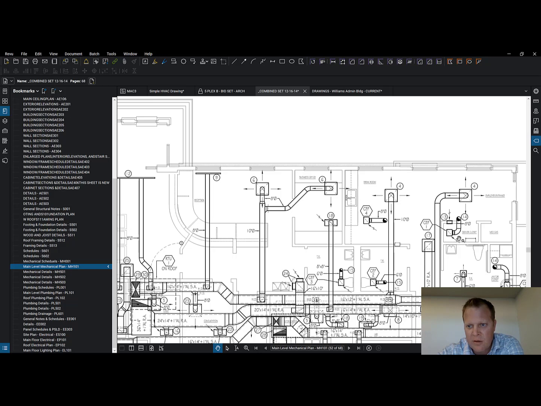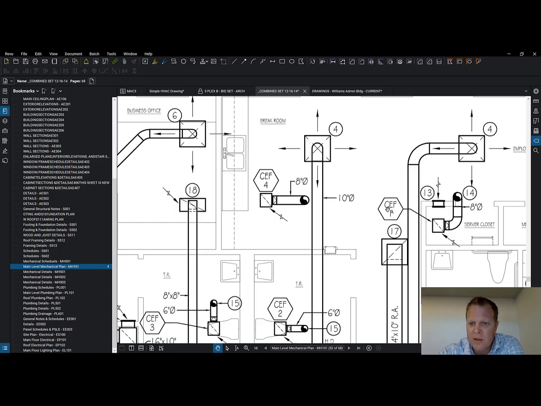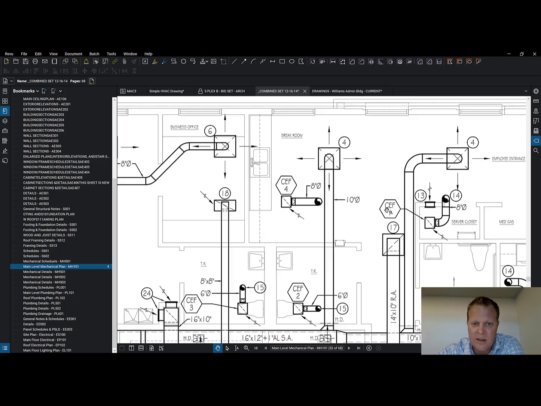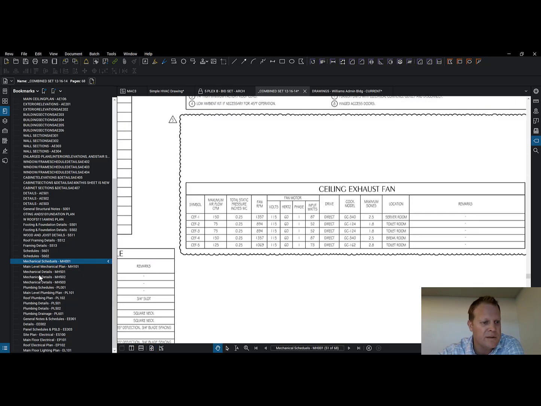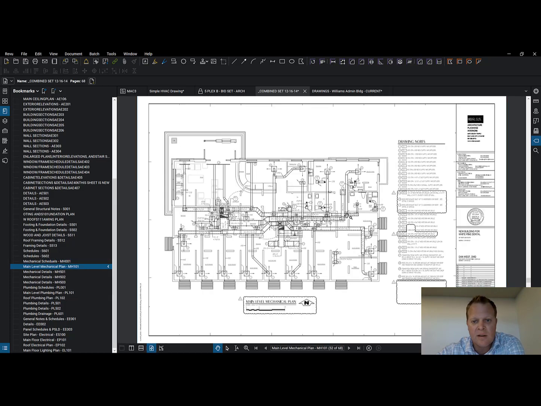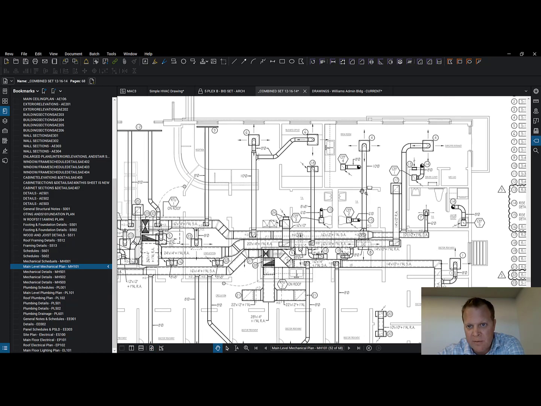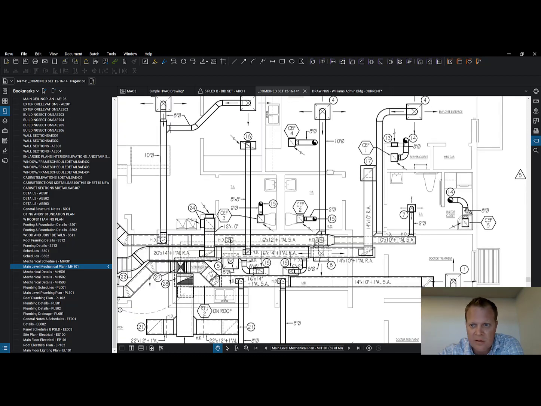That's a diffuser. What are these little things? Well, CEF. I know EF is an exhaust fan. I don't know what CEF is. So let's go back to the mechanical schedule. CEF, I don't know. Oh, ceiling exhaust fan. All right, whatever. They always say something else, but EF is always exhaust fan. We've got some exhaust fans there, but they're not really doing anything. They're just pulling air right out of the space and into the roof. Out the roof or out the side of the roof, or out the side of the building.